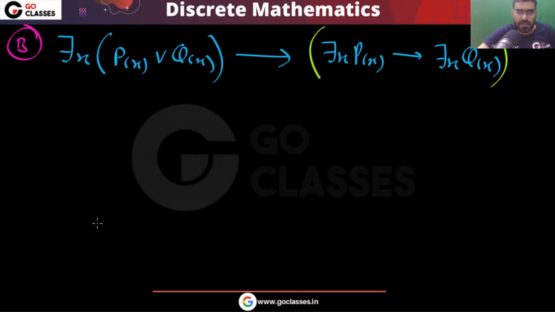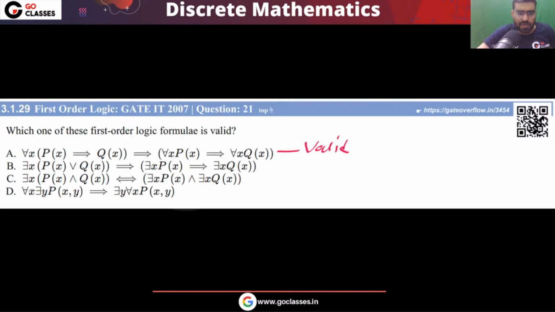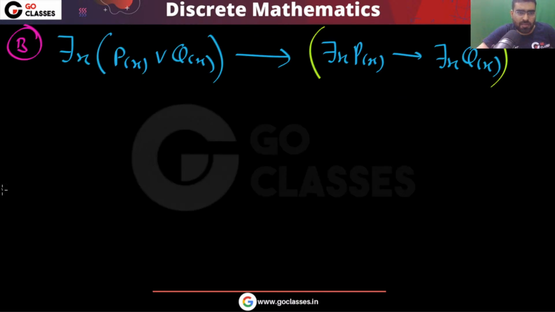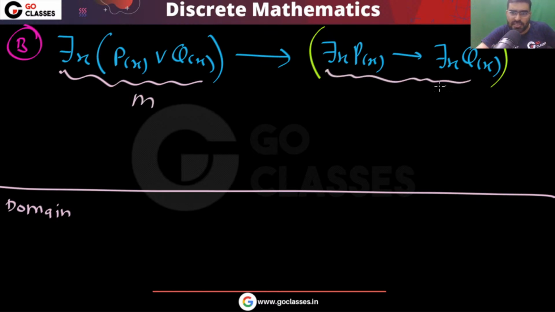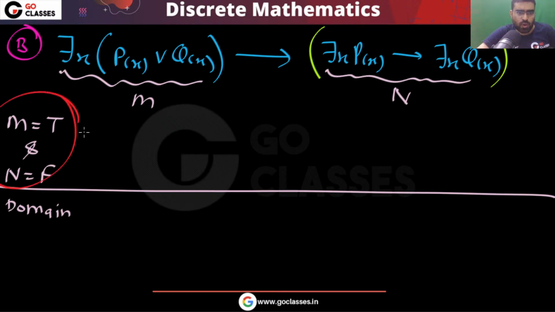Let me check this one. Again, here you can apply the method. All you have to do is just apply the method. The method will always help you. You take a domain. You can take this as some m, and you can take this as some n. Can you make it so that m is true and n is false? Is this possible?